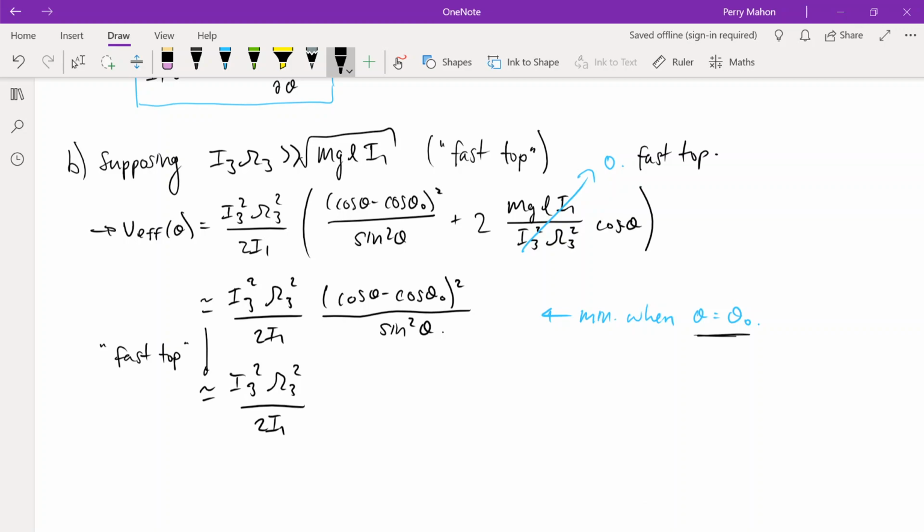I1. So now we have cos of theta naught plus theta minus.